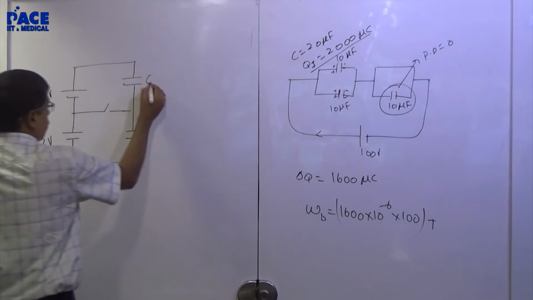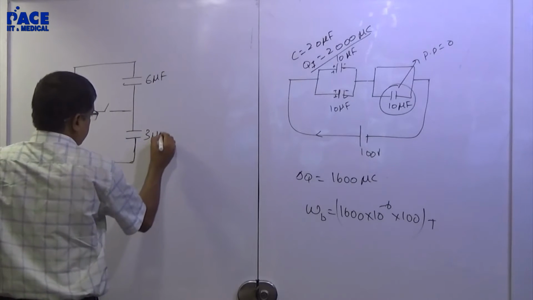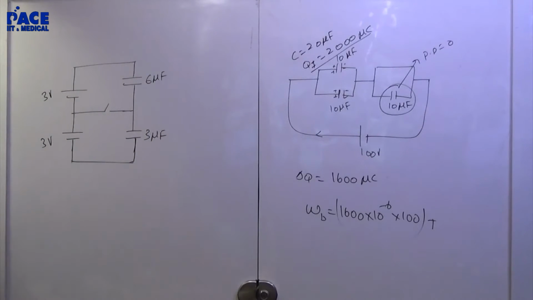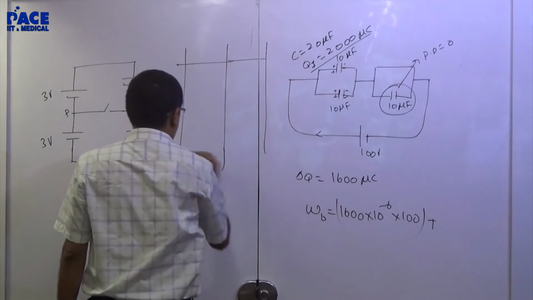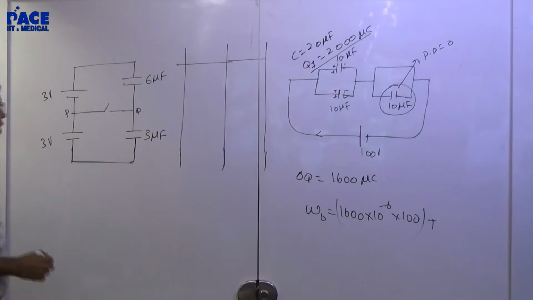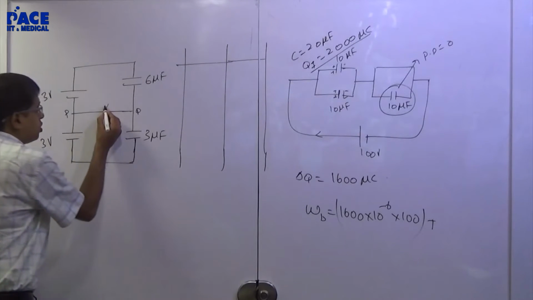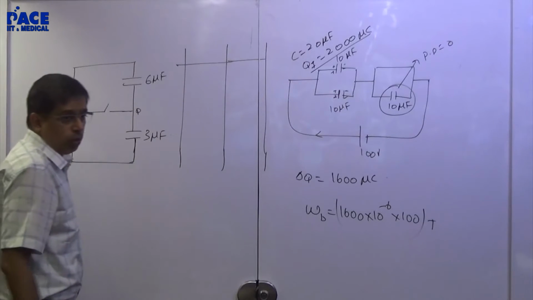3 volts, 3 volts, 6 microfarads, 3 microfarads. The question asked is: when the switch is closed, find the charge flowing from P to Q.